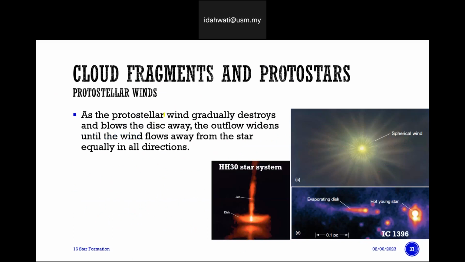So as the protostellar wind gradually destroys and blows the disk away, the outflow widens until the wind flows away from the star equally in all directions, like here.